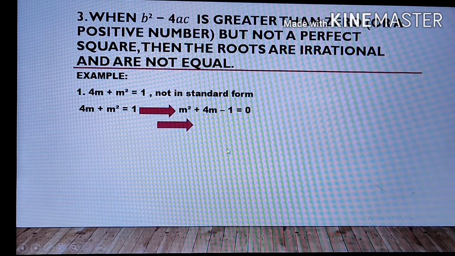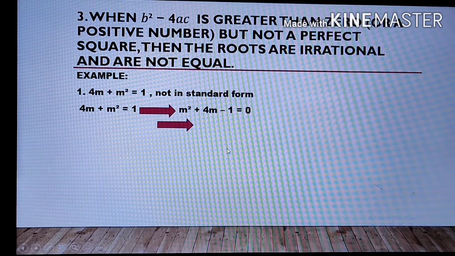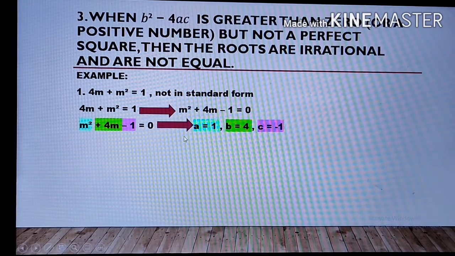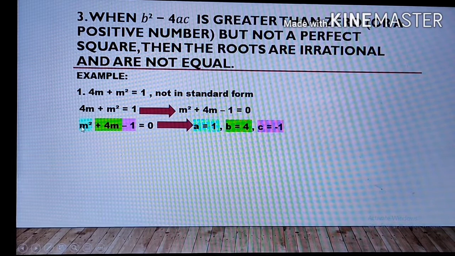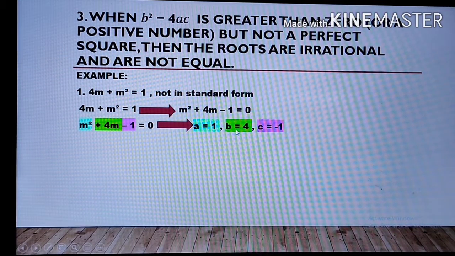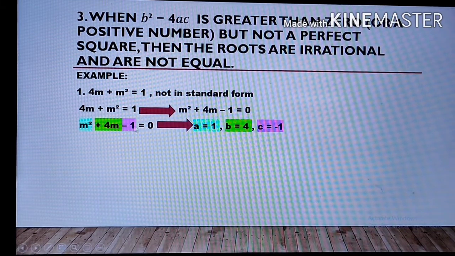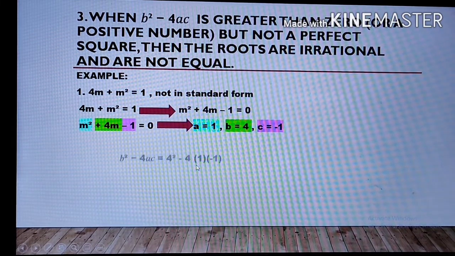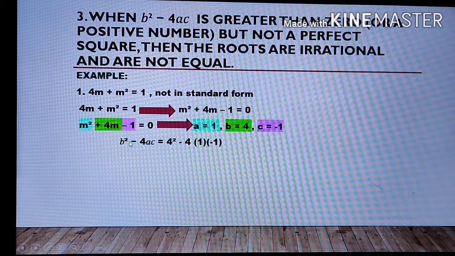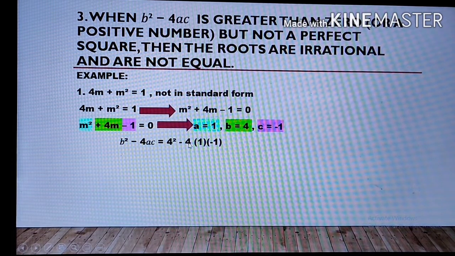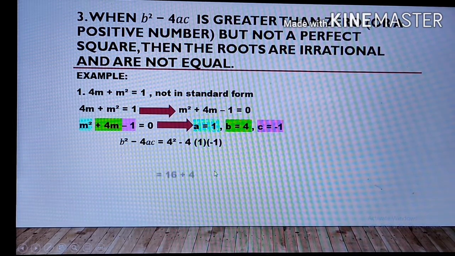So, we are going to find na the values of a, b, and c. Okay, yan. So, our value of a is 1. A is the first term, then b is plus 4, so positive 4. Then c is minus 1, so negative 1. Then, substitute to the formula. So, b squared, our b is 4. So, 4 squared minus, copy lang 4 kasi constant na siya. A is 1. Then, c is negative 1.